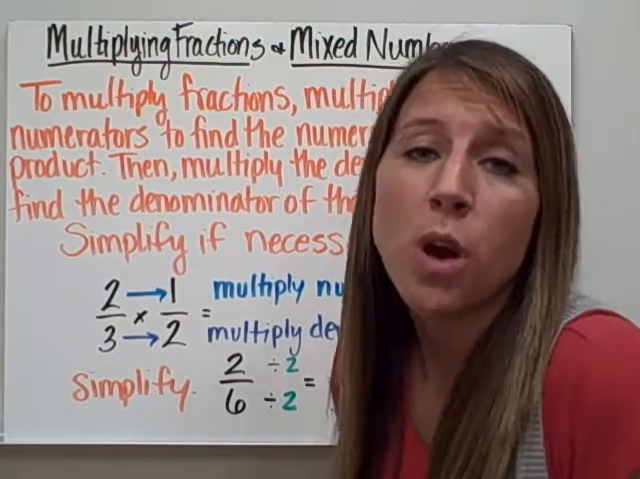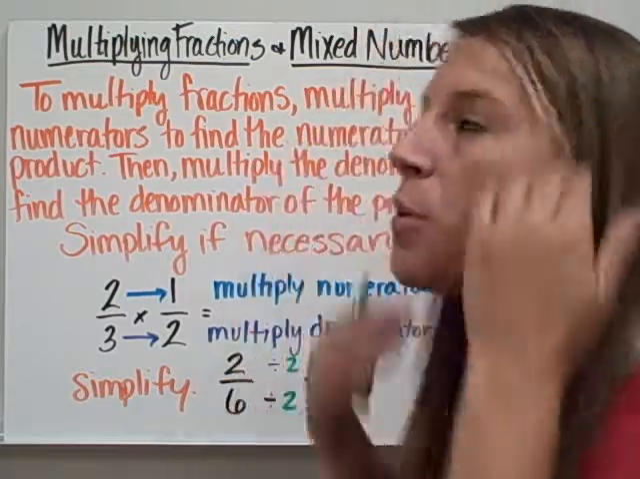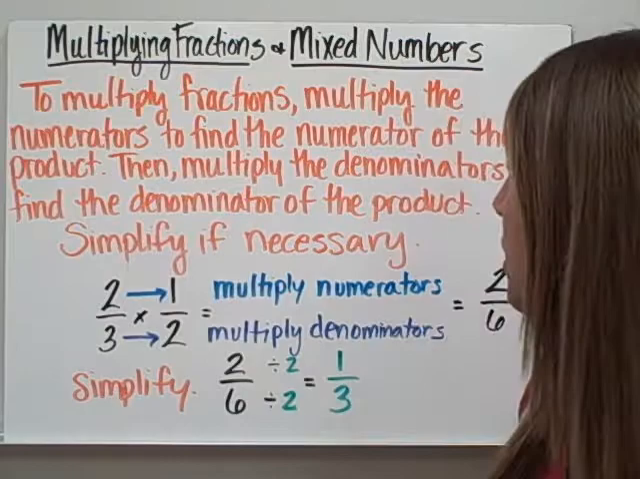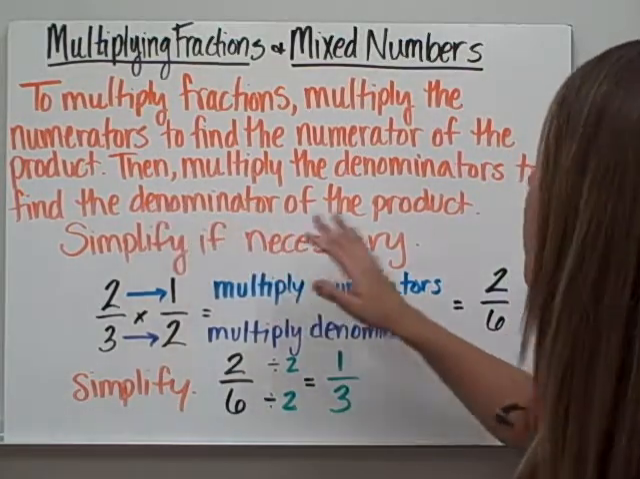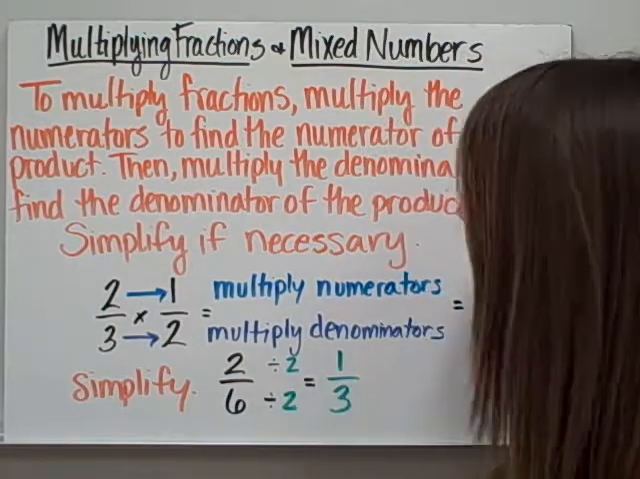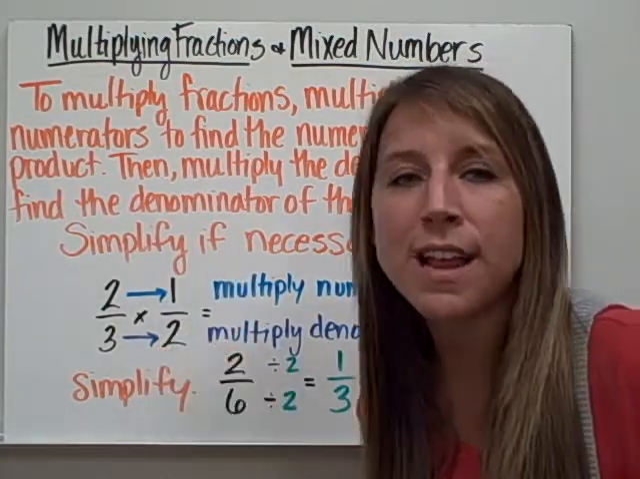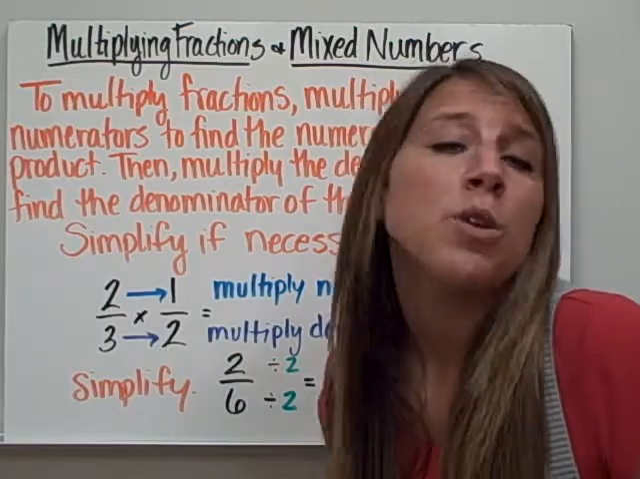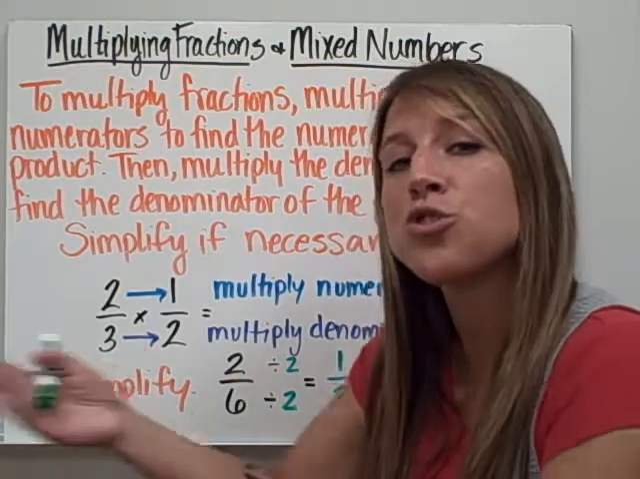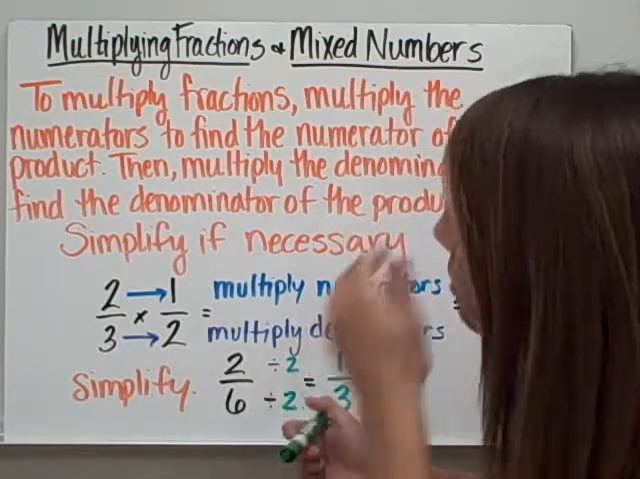In this lesson, we are going to work on multiplying fractions and mixed numbers. So it starts out looking like quite a bit, but it's not so bad. To multiply fractions, you multiply the numerators to find the numerator of the product, and then you multiply the denominators to find the denominator of the product. And then you simplify if necessary. So basically, you are just multiplying the numerators and multiplying the denominators straight across to find your product, and then you simplify. So here's a quick example.